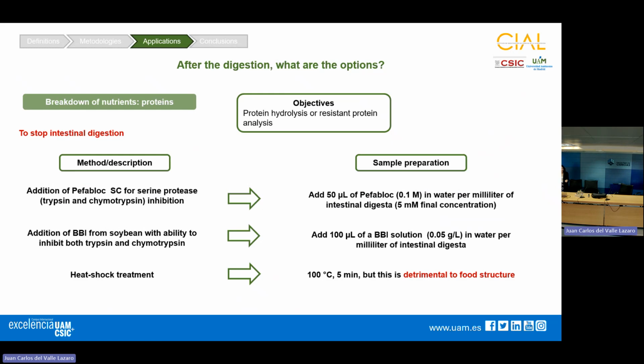We can add also inhibitors that are going to inactivate the activity of trypsin. Trypsin is the enzyme that's going to digest proteins in the intestine. Or we can also, if we can, and it depends on the research question we want to answer, heat our samples. And that will be the gold standard and the best option.